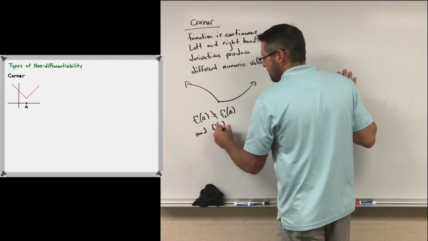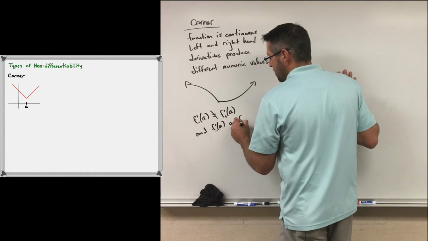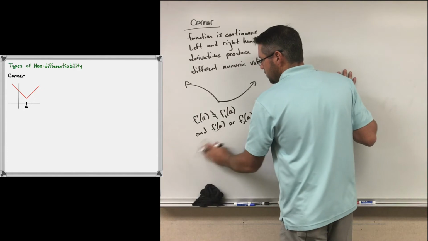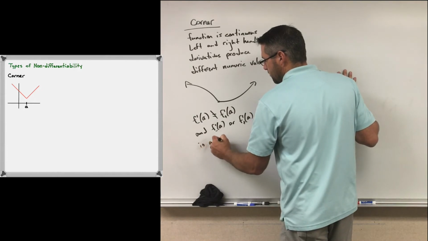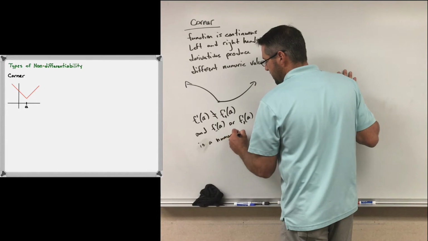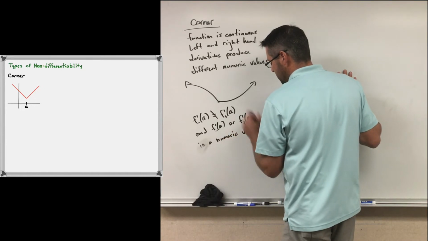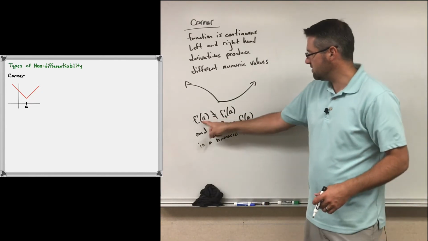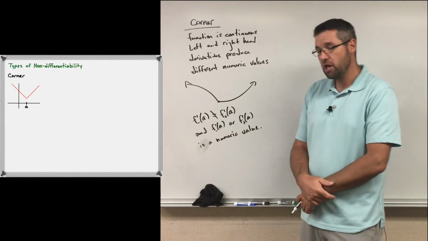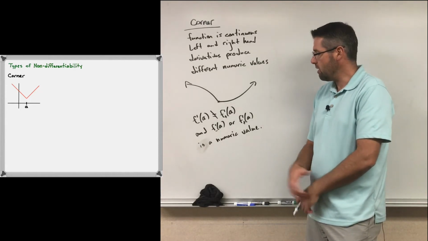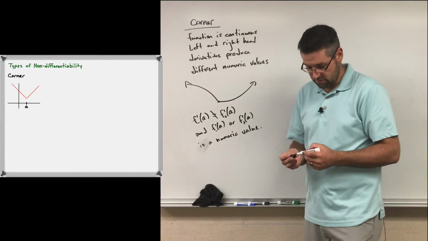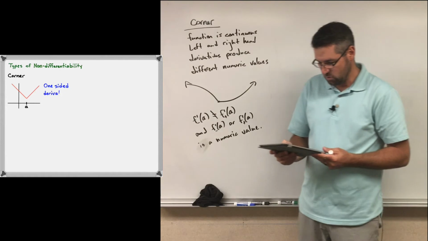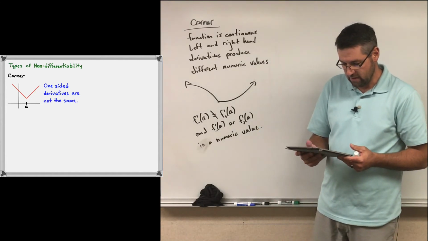f prime of A from the left and f prime of A from the right are each a numeric value, a number. That's the idea of a corner. So if the left-hand derivative does not match the right-hand derivative, generally speaking, you're going to get a corner. We'll go through an example that kind of contradicts that in a second, but generally speaking, it's when the one-sided derivatives are not the same.